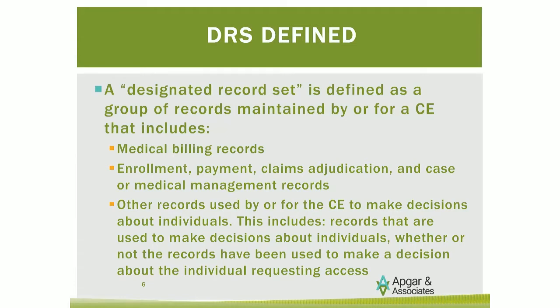Now, designated record set, one of the things that would be nice is if early on they'd actually put out a definition of it, but this gets a little bit closer to what the Office for Civil Rights is saying is a designated record set. And here are some of the things that it includes. It includes medical billing records, all those activities that you have with the health plans, including case management or medical management, and other things that you use to make decisions about the individual's care.